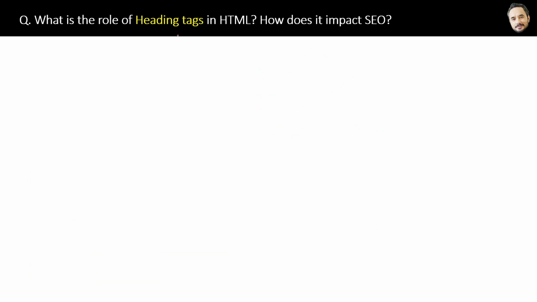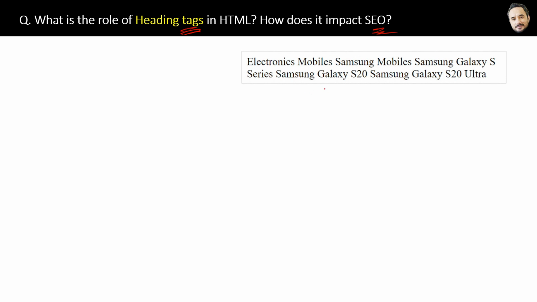What is the role of heading tags in HTML? How does it impact SEO? Let's first understand why we need headings. For example, this is the text. But is this text readable or well organized as a user? Can you understand? No, right?